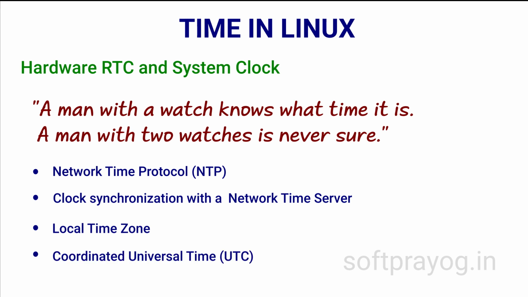Then there is the Coordinated Universal Time, the UTC. UTC is the primary standard of time and is within 1 second of the mean solar time at the prime meridian, that is 0 degrees longitude, and is not adjusted for daylight saving time.